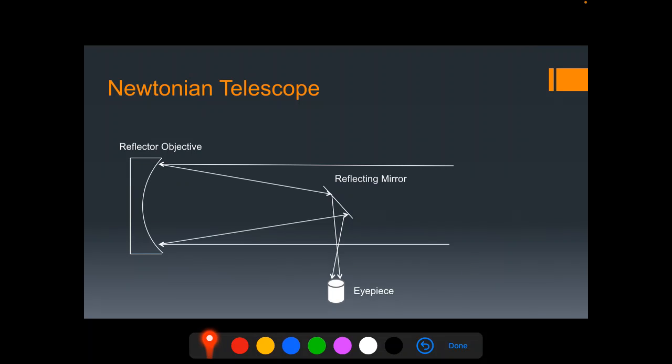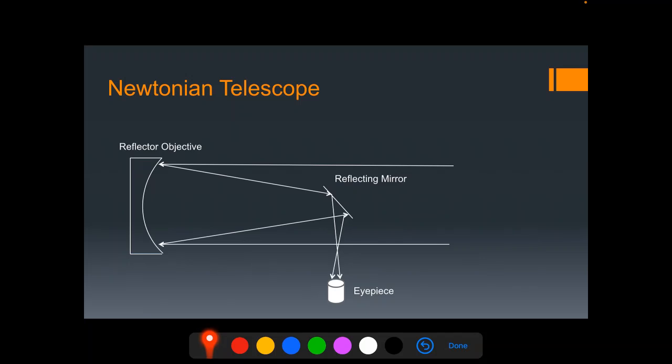Now, the reflector objective. Again, we know that the greater the diameter of the objective, the better the quality of the images formed. The reflector objective has its own weight, the mirror has its own weight, and the tube has its own weight. So while mounting the eyepiece and deciding the position of the mirror, we have to take into consideration the center of mass of the telescope, which has to be balanced. If it is not balanced, then the stability of the telescope will not be there. So this is one of the drawbacks of the Newtonian telescope.